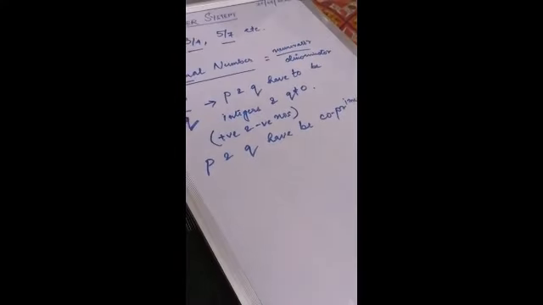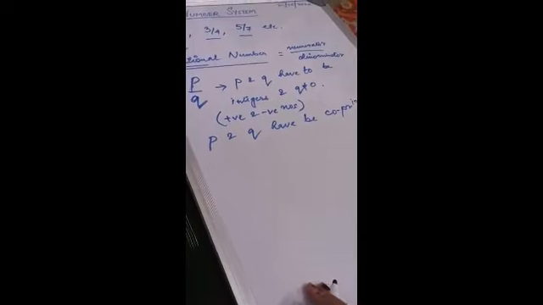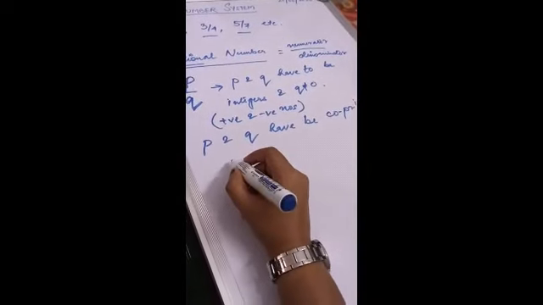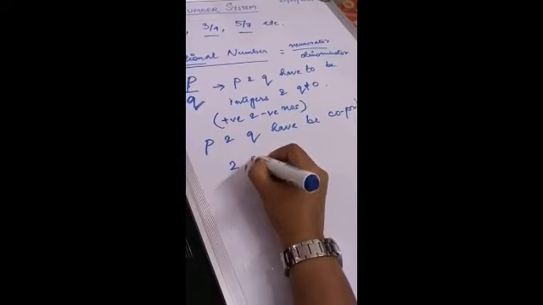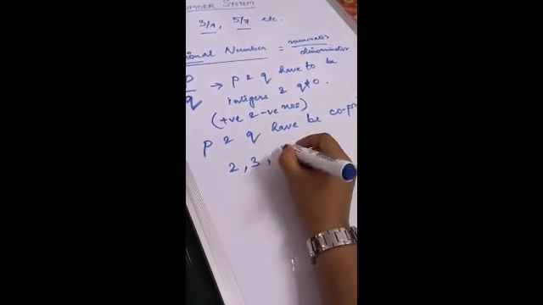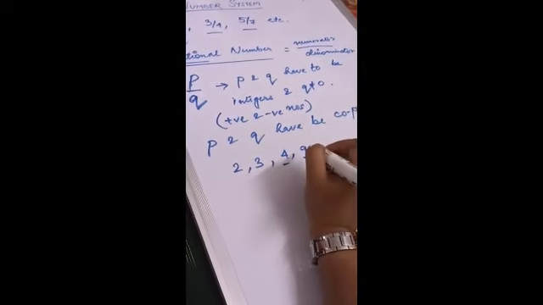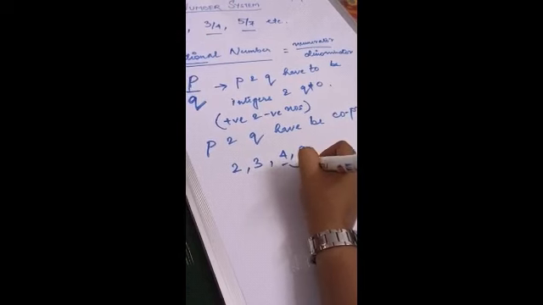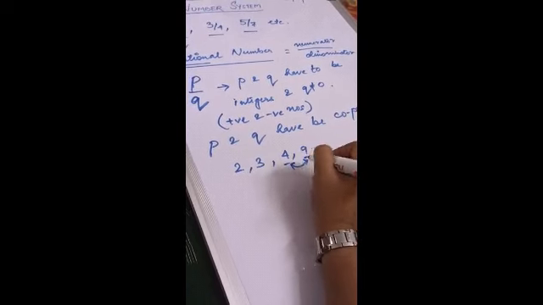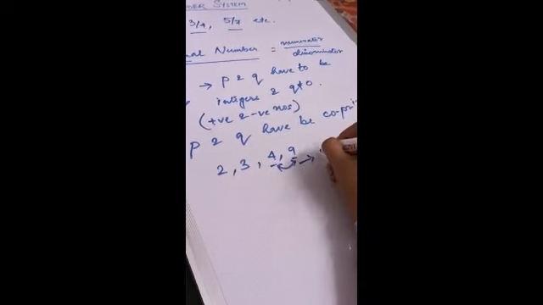Now what are co-primes? Co-primes means if we say 2 and 3, you know they are prime numbers. If we say 4 and 9, they are not prime numbers, but we can say them as co-primes as they do not have any common factor.